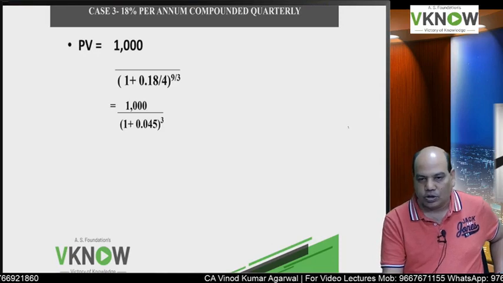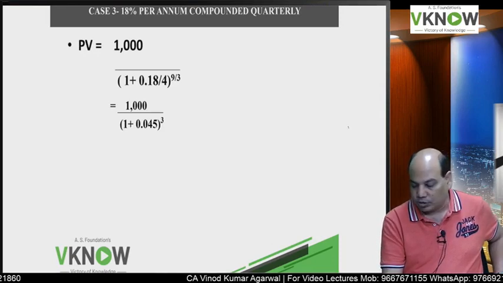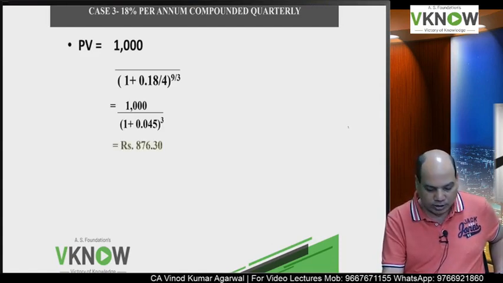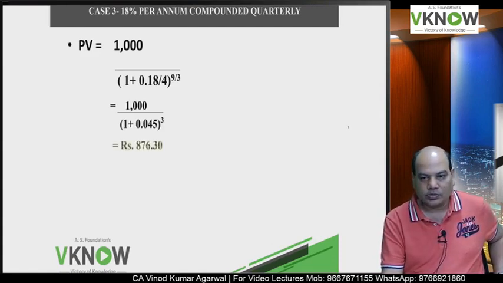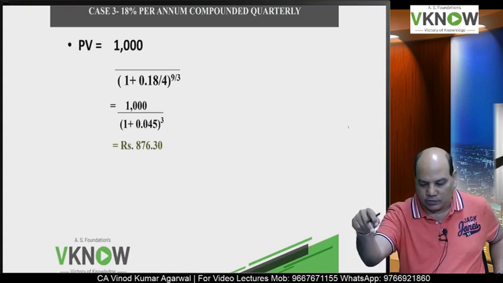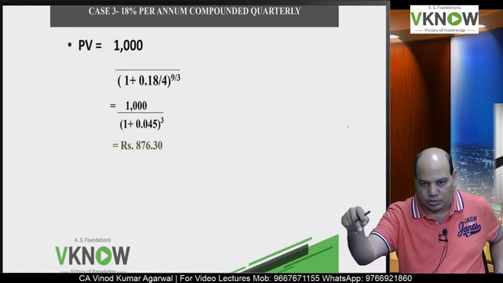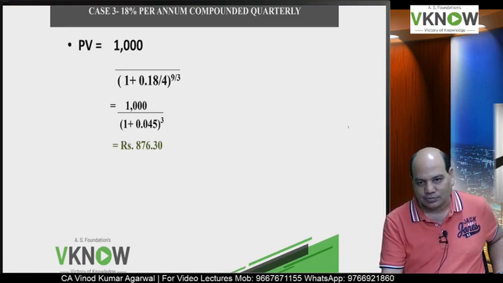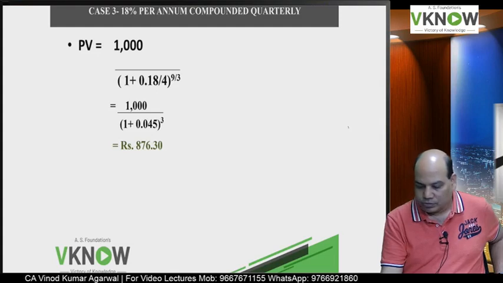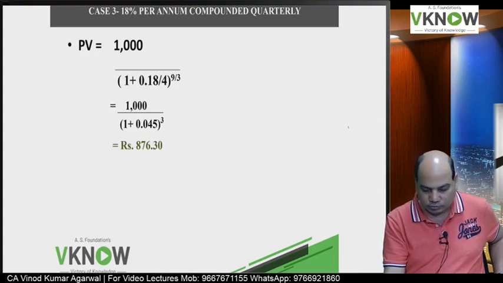So this is easy, you can do it. 1.045 to the power 3. Solve, you will get 876.30. Check. 1000 divided by 1.045, press equal to 3 times. 876.30.